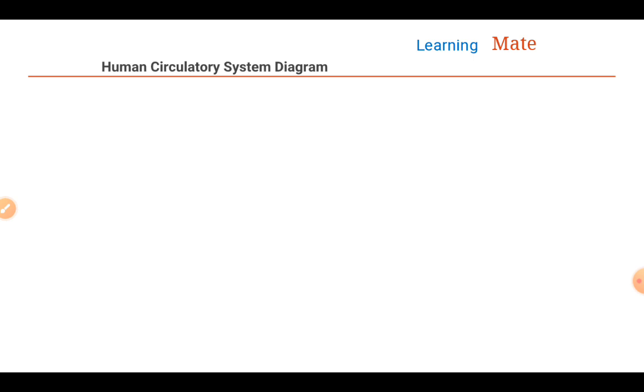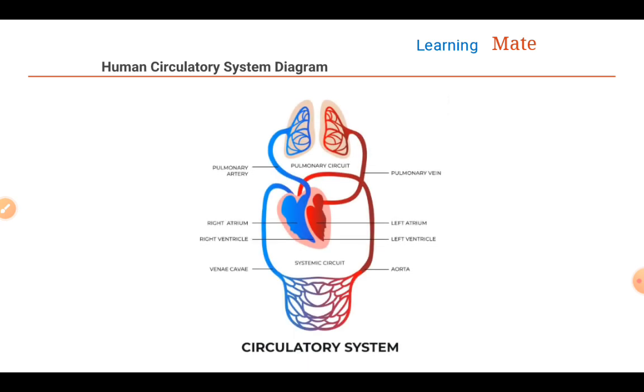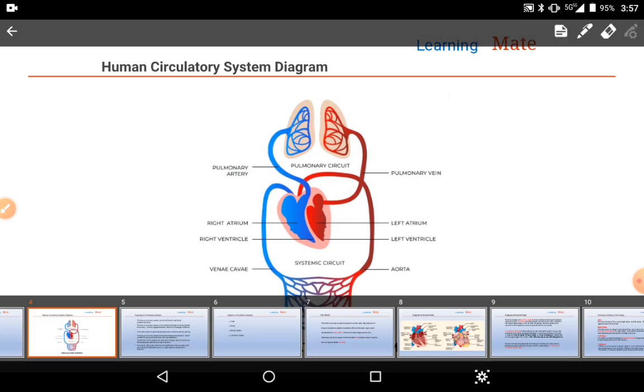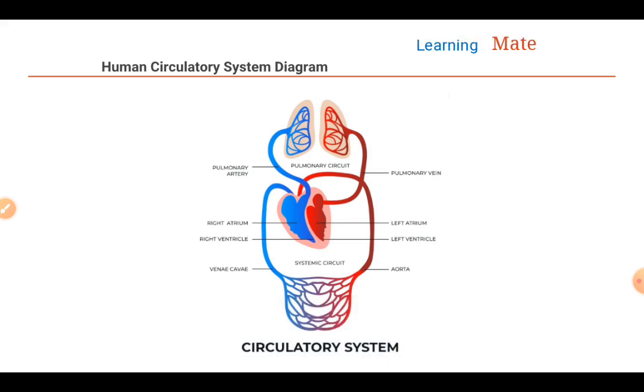How then does the diagram of the circulatory system look like? Let's have a clear view of the diagram of the circulatory system. Now, this is the diagram of the circulatory system. We will come across it and discuss what it is, but for now, we all want to know how this diagram looks.